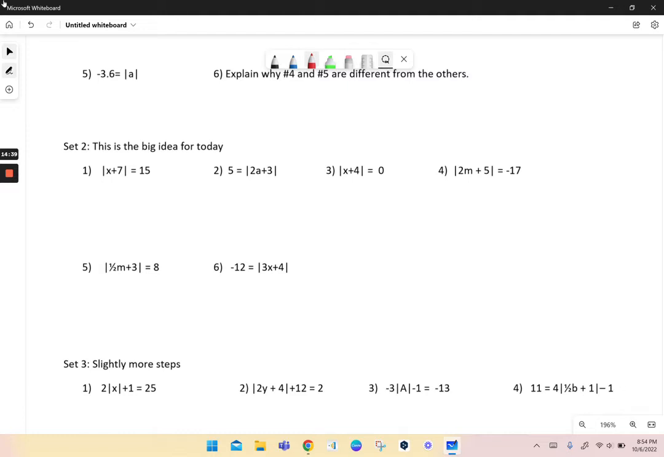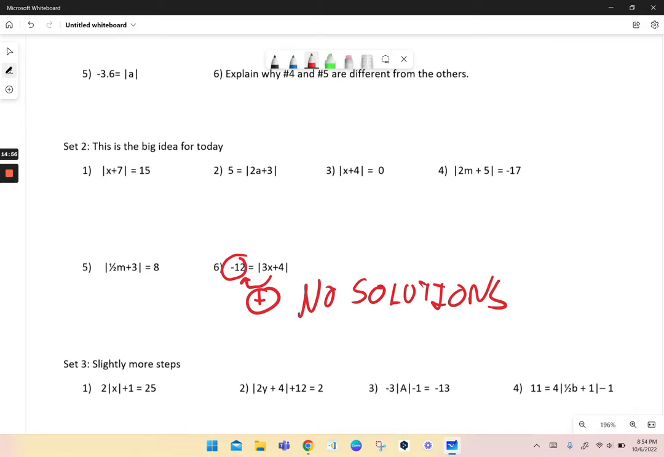All right, last one. Hopefully you can do it by yourself, and hopefully we recognize right away that the absolute value is supposed to equal a negative, but absolute value is always going to come out positive. And so there's no way for the absolute value to equal negative 12, and so there are no solutions. We can also write that as the empty set, the set of nothing. Those are the possible solutions.